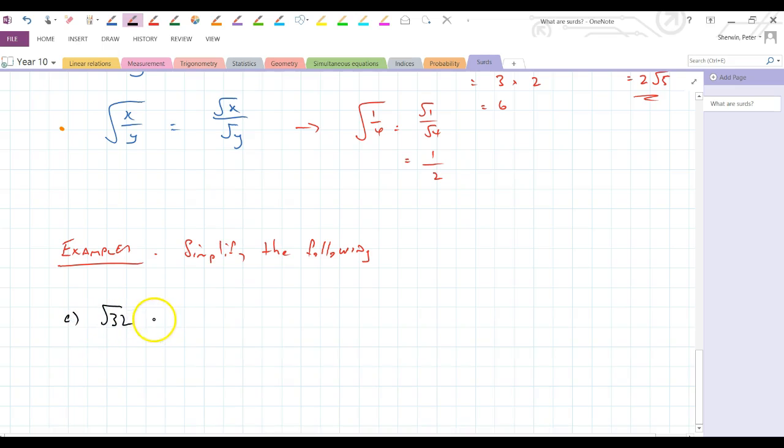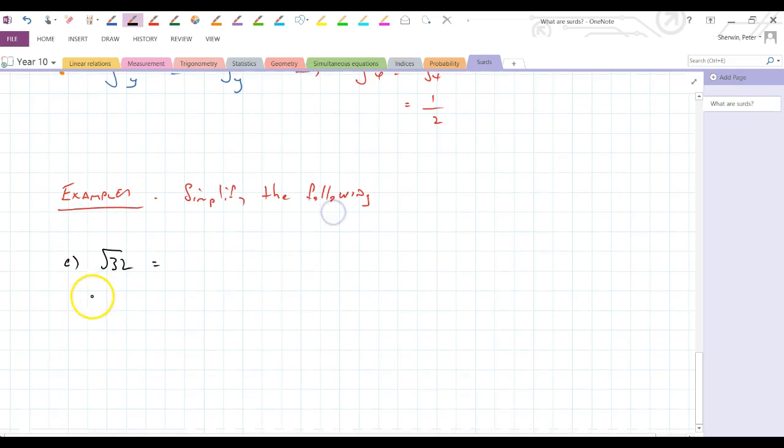Square root of 32. So we're going to simplify square root of 32. What we're looking for is a factor of 32 that's a square number. So what goes into 32? So this is what I'm thinking. I know my factors are 1 and 32, 2 and 16. Whoa, 16 is a square number.